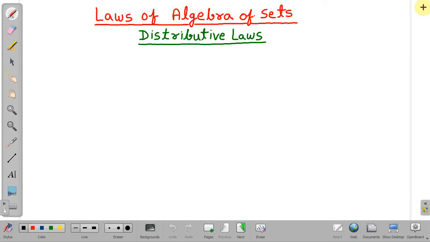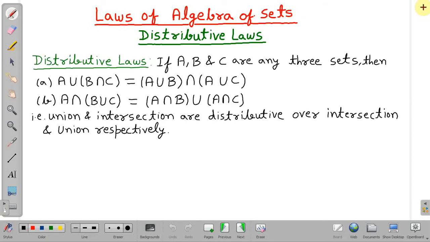In this lecture we will discuss distributive laws, which are a part of the laws of algebra of sets. We will discuss what distributive laws are and then we will see their proof. Okay, so we will discuss one by one. So what are distributive laws?